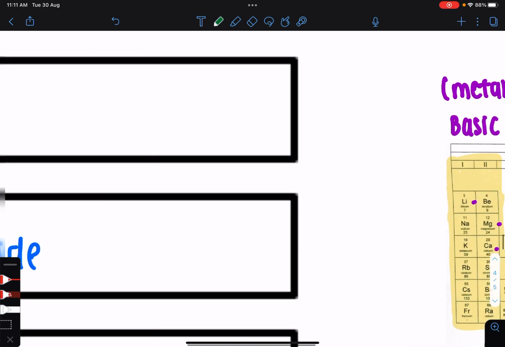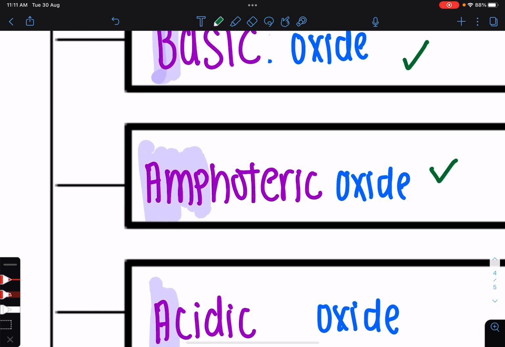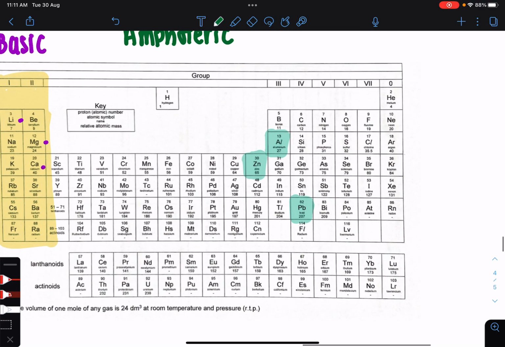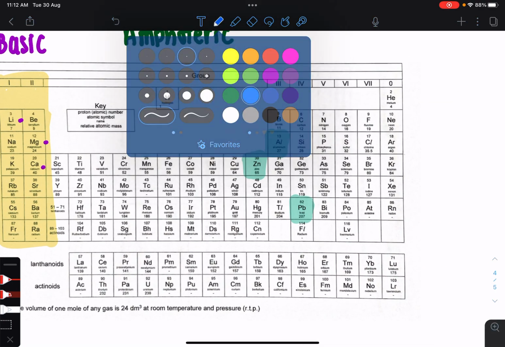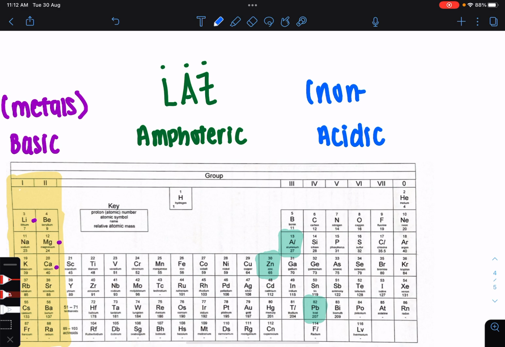Okay, so I have the basic oxides, I have the amphoteric oxides. The next one that comes across is the acidic oxides. So acidic oxides will largely be formed from the non-metallic oxides. So it will be on the right hand side of the periodic table. So examples of such oxides are carbon dioxide, nitrogen dioxide, sulfur dioxide.